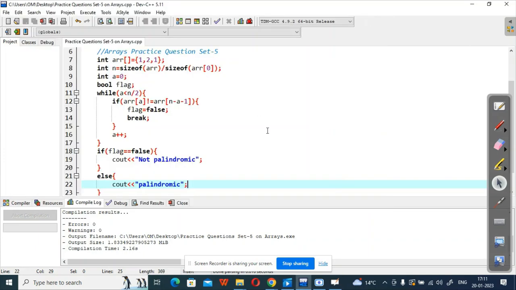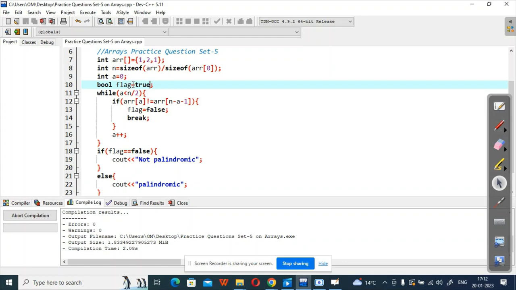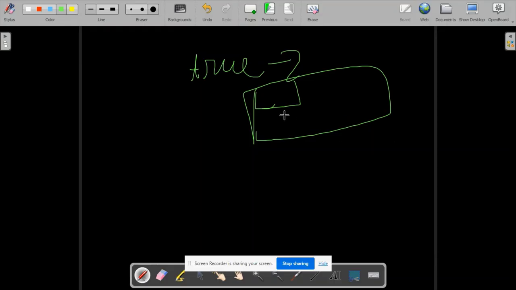Okay, so even for 1 2 1 it is showing palindromic. You have to initialize this flag with true, right? Initialize this flag with true. Let me tell you why this happened. Ooh, it is saying palindromic now. You know what happened? What just happened?